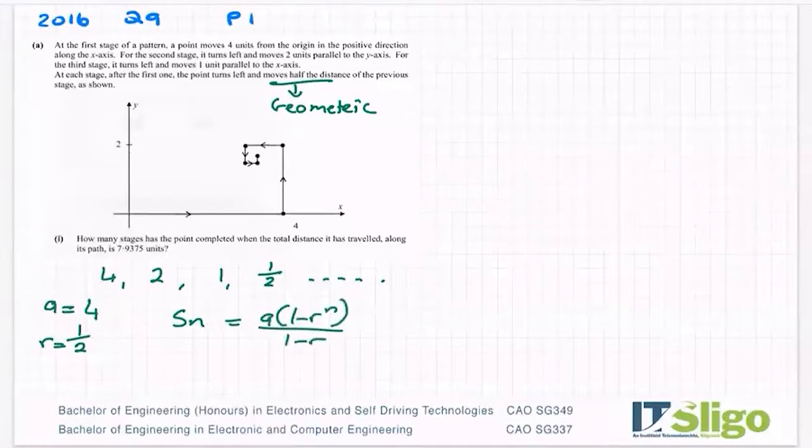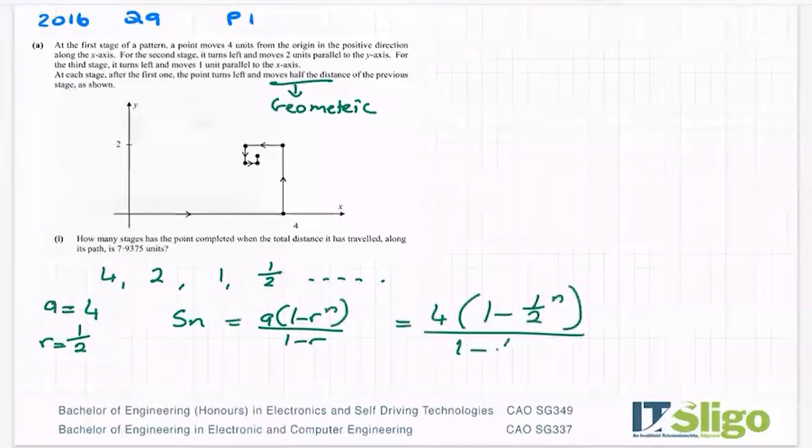And you sub in your values. So it's 4 times 1 minus a half to the power of n over 1 minus a half, okay? And we want to know when is that equal to 7.9375. Okay, I didn't give myself near enough space, so I'm going to move up to the top, okay?